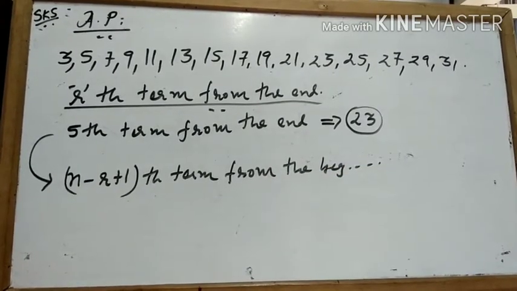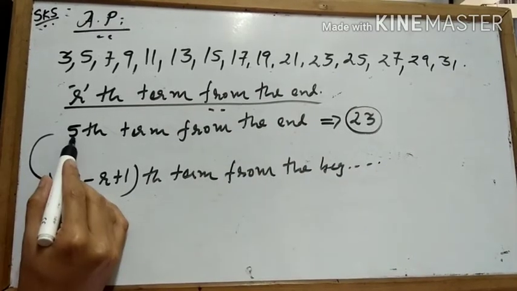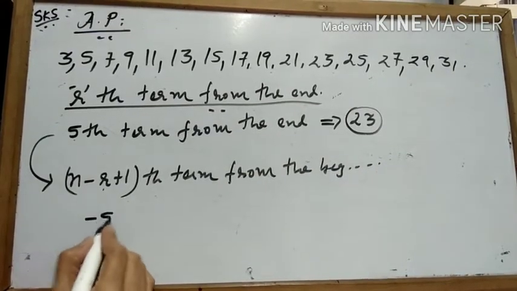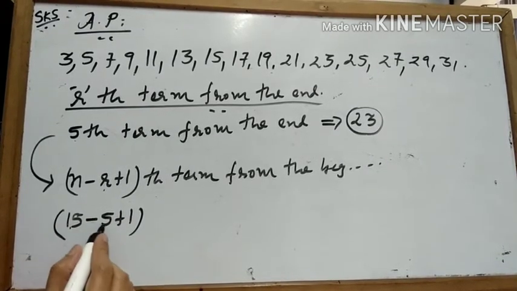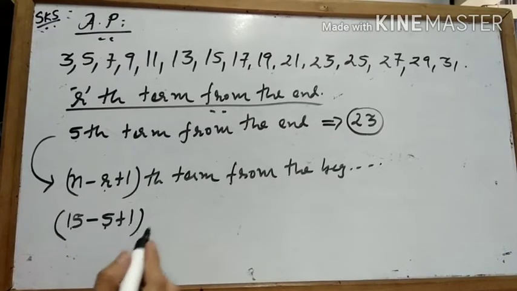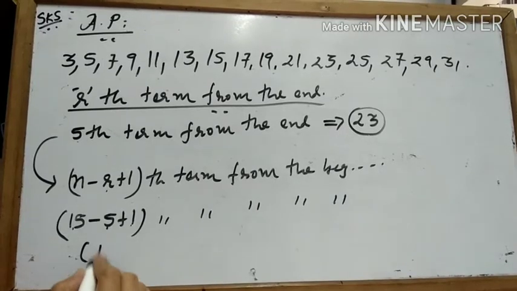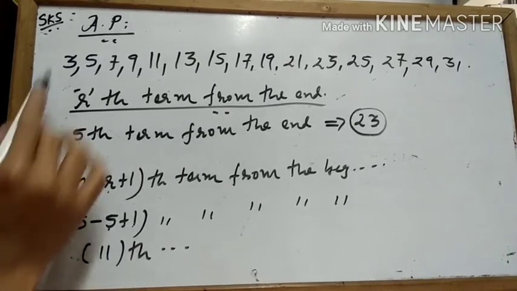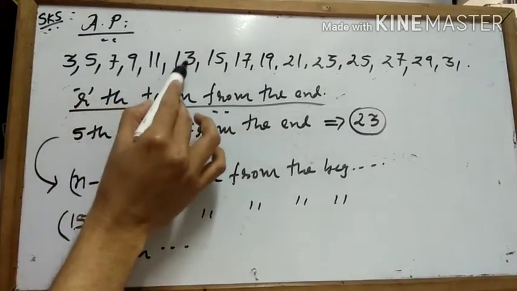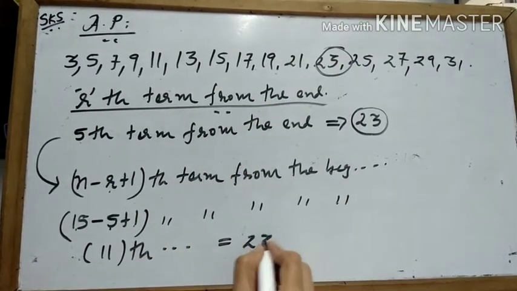Like, if you remember, this particular sequence has 15 terms. So the 5th term from the end is 23. Here I am asking for the 5th term from the end, so r will be replaced by 5. And as I told you, the number of terms here is 15. 15 minus 5 is 10, 10 plus 1 is 11. This becomes the 11th term from the beginning. Just count the 11th term from the beginning: 1, 2, 3, 4, 5, 6, 7, 8, 9, 10, 11. Oh my God, it is 23.